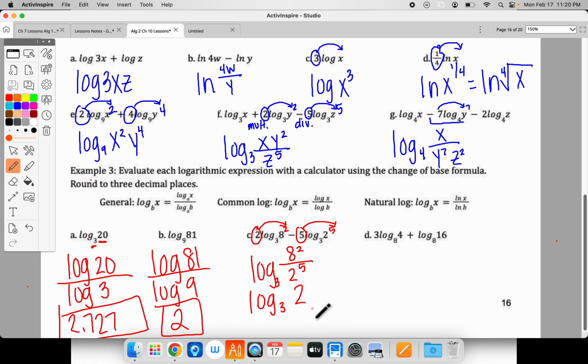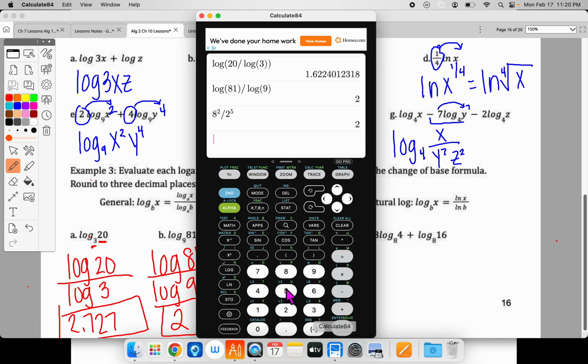And then we can use our change of base formula. So we've got log of 2 divided by log of our base, so log 2 divided by log 3. Log 2 divided by log 3 is 0.631.